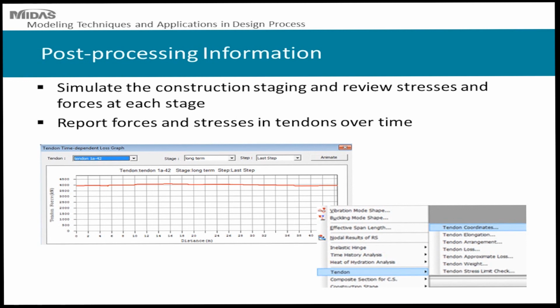After you run the analysis, the designer can use the tendon time dependent loss graph to check or compare the tendon stresses in the field and the theoretical values based on the model. And taking Calgary West LRT as an example, the difference was within 5%. So it can be ensured that the proper level of tendon stressing was acquired during construction.